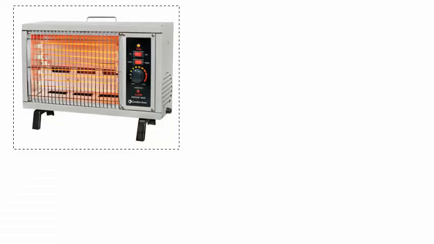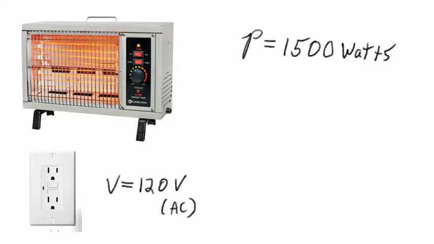Okay, let's move on to talk about space heaters as an application of resistors. This looks like the space heater that we had in our basement bathroom several years ago. Now, I don't remember exactly what wattage it was, but let's say it was 1500 watts. The space heater was plugged into a 120 volt alternating current outlet.